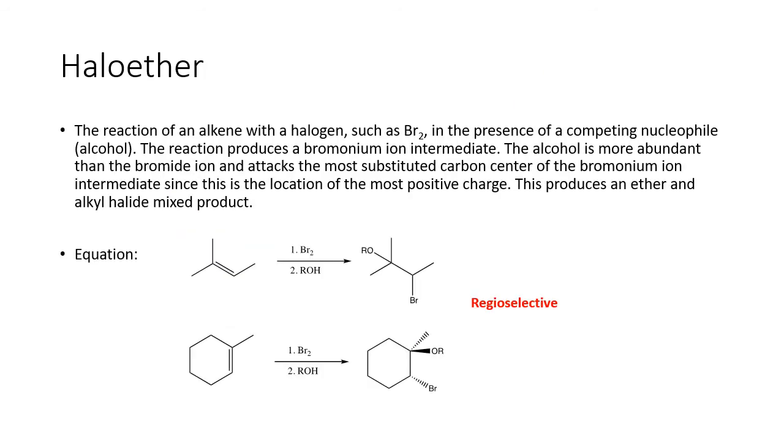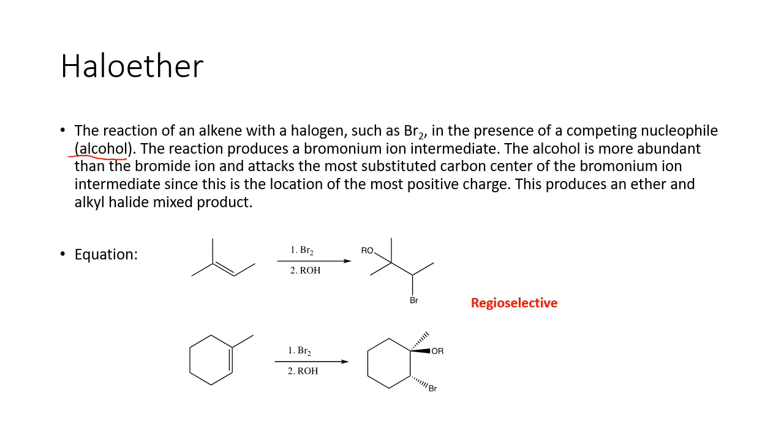There is also a halohydrin ether analog reaction, which is essentially the same mechanism that we just saw, only instead of having water as a competing nucleophile, we're instead going to have an alcohol solvent as a competing nucleophile. So we end up with a haloether product instead. So when we had water, we ended up with an alcohol. And when we start with an alcohol as our solvent, we end up with an ether.